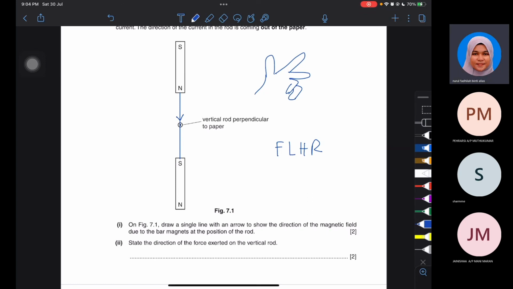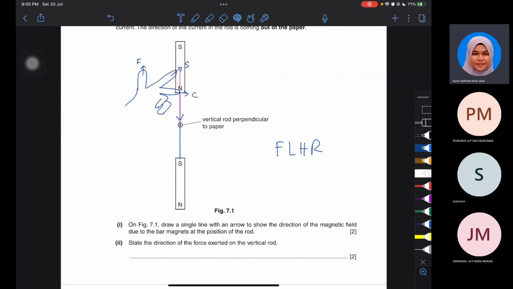Lepas tu macam tu lah jari-jari yang lain tu kan. Macam tu. Okay, nampak pula. So, yang ni tunjuk arah current. And then yang ni tunjuk arah south. And this one is the force. Okay, sekarang kita nak tentukan force tu ke mana. Kan, kita nak tahu force ni ke mana. Jadi, kita gerakkan ni current.